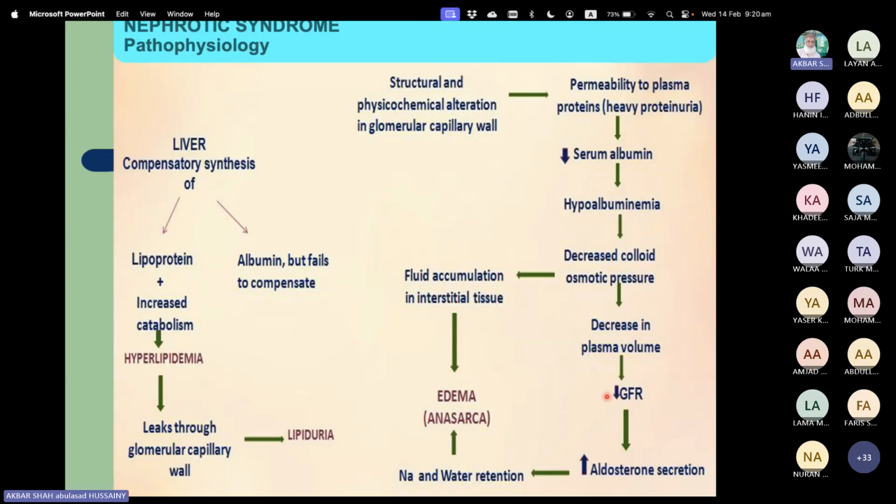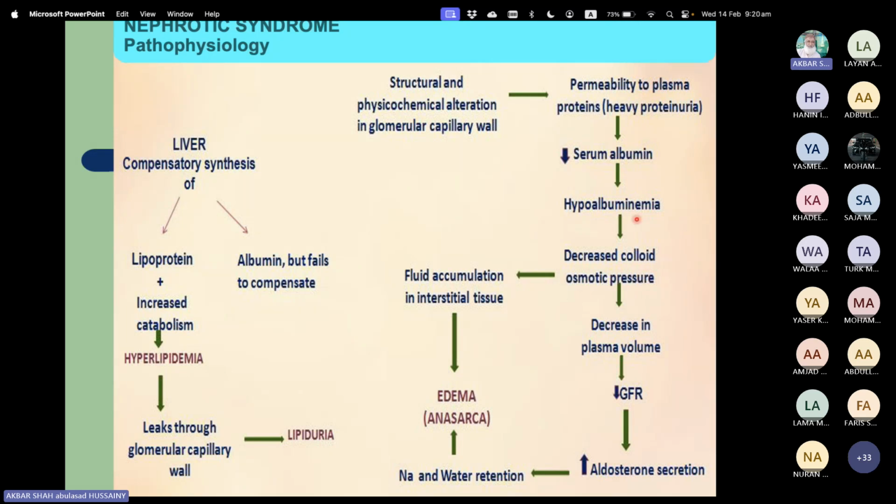How the pathophysiology works in nephrotic syndrome, how the edema occurs. When there's a lot of structural and physiochemical alteration, there's a lot of loss of protein, heavy proteinuria. That will lead to a decrease in the serum albumin, hypoalbuminemia. You know, albumin is a molecule which exerts the colloid osmotic pressure. It tries to keep the fluid and electrolytes inside the blood vessels. That is colloid osmotic pressure.